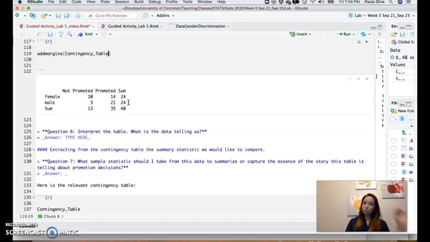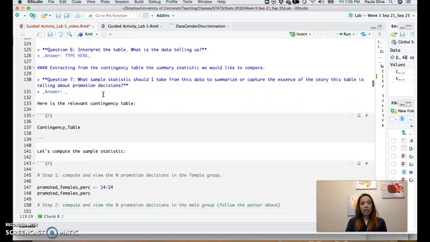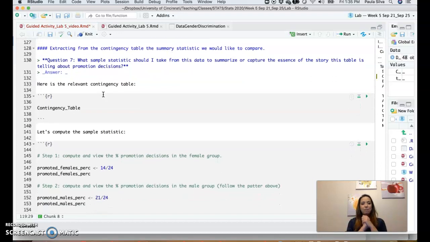It's not sufficient for us to conclude, as I already alluded to during the slideshow. It's not sufficient for us to make a conclusion, but it is consistent with the conclusion of gender bias because you have more males being promoted, more supervisors promoting the male file than the female file. So type the answer there because you're going to have to hand this in. And now we have to extract from the contingency table the summary statistic that we would like to be able to compare the promotion decisions.